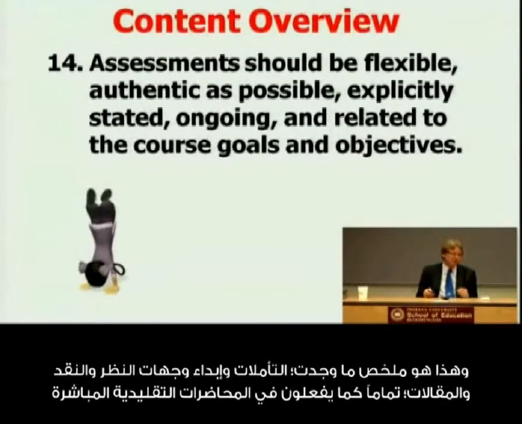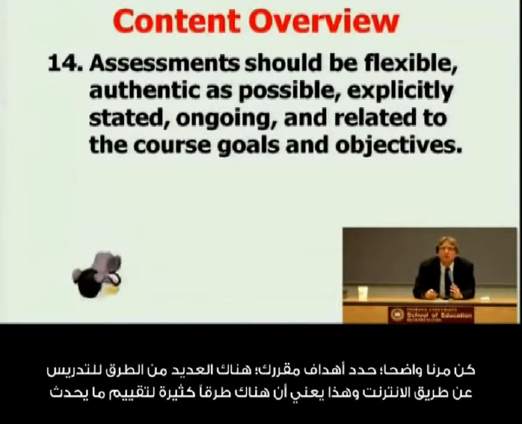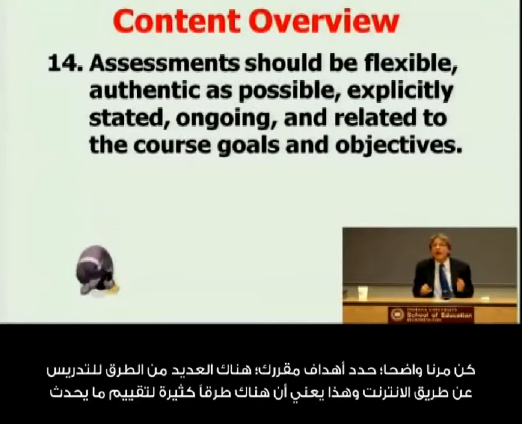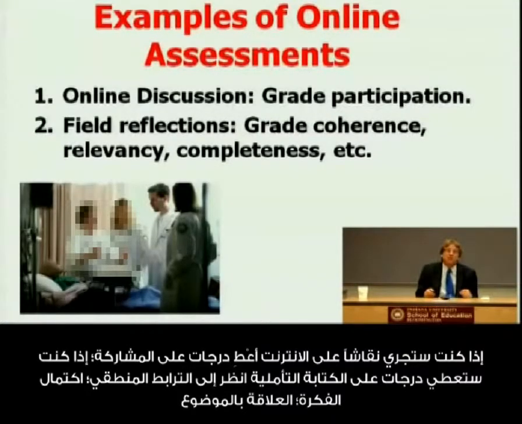But be flexible, be explicit, state your course goals and objectives. There are so many ways to teach online. That means there are so many ways to assess what happens, right? If you're going to do online discussion, grade participation, but what aspects of it? If you're going to grade reflections, you might look for coherence of their field reflections, completeness, relevancy.